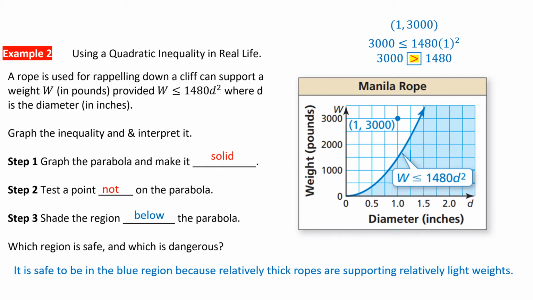It would be dangerous to try to lift something that's 3,000 pounds with a rope that only has a diameter of 1 inch. However, if you choose some other point, like look where 3,000 is for W and come down beneath, if we had a 1-inch diameter but only 500 pounds, we probably would be safe. We would be in the blue region.